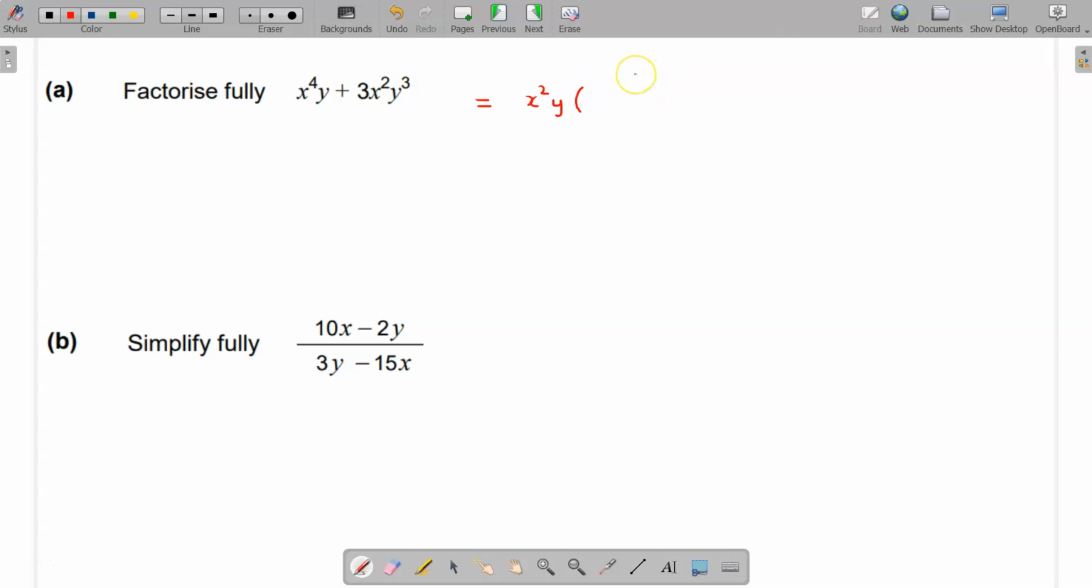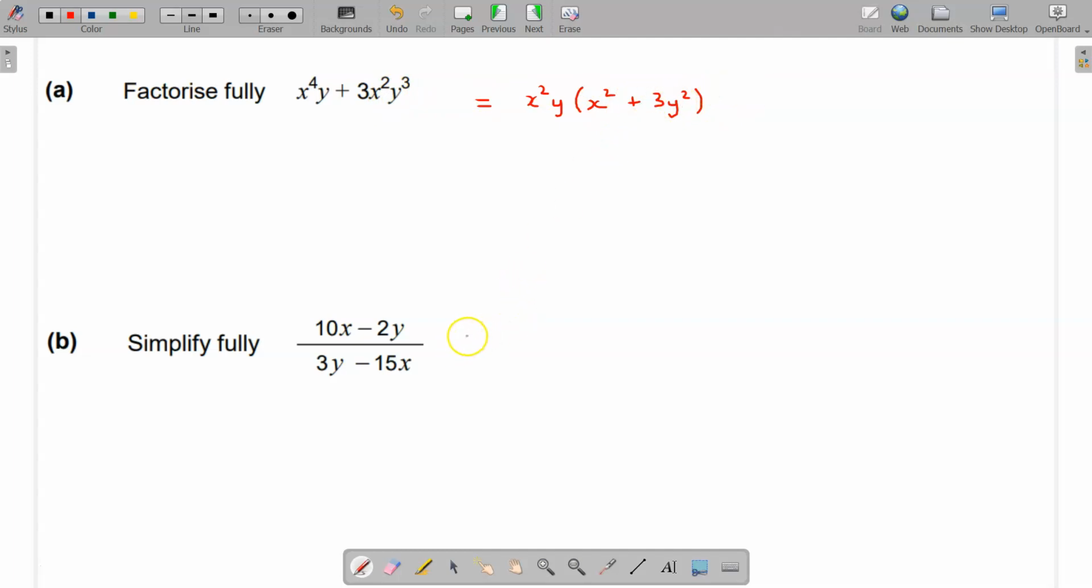So what's left over? Well, it's just going to be x squared to give me the x to the 4, and it's also going to be 3y squared, and it's a plus sign in the middle. If you multiply that out, you will see that it returns to this. So that's a very straightforward question there.